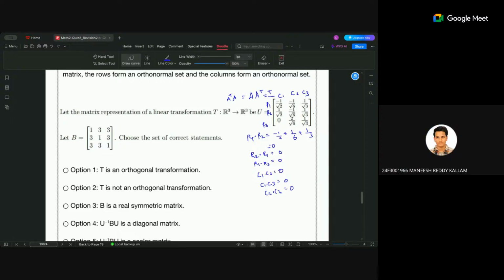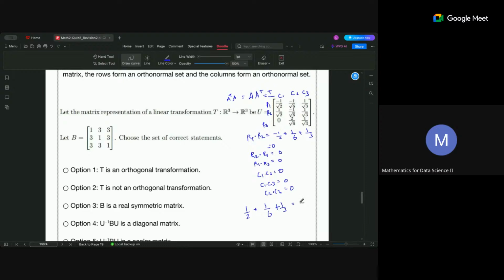Ma'am, in the case of row vectors, could you just check normality? I'm not able to get norm as 1 for rows. Rows, it is not satisfying. Let us see. Okay, I did not check it, I assumed it. So 1 by 2 plus 1 by 6 plus 1 by 3. What is the norm? 1.